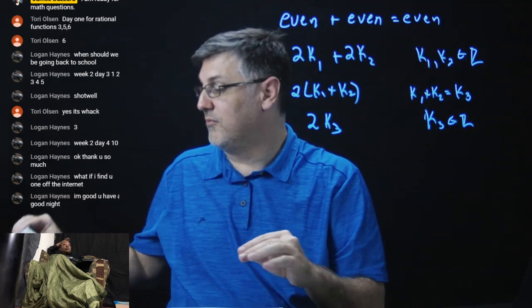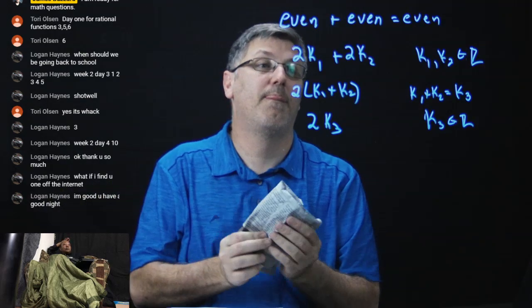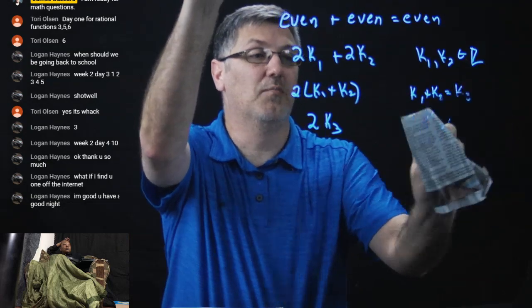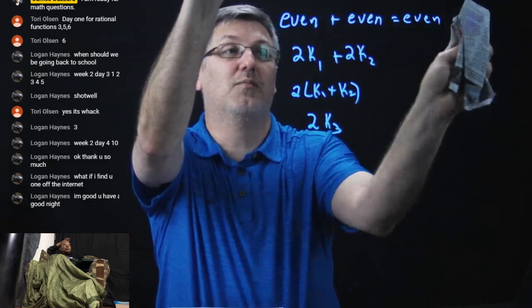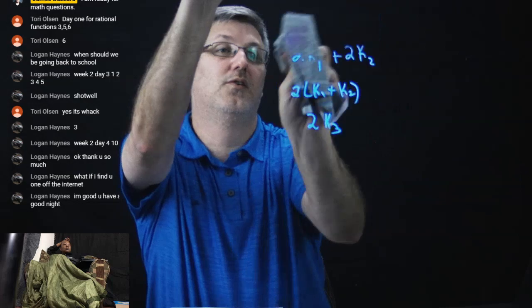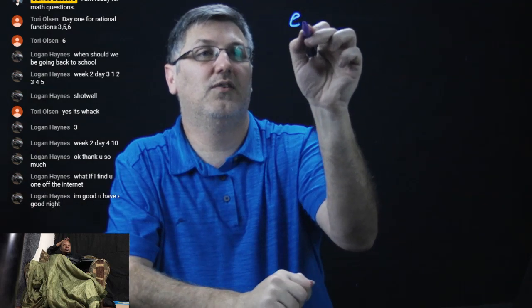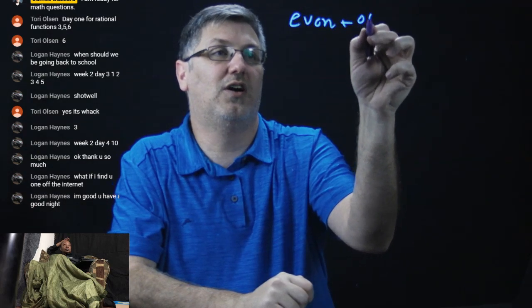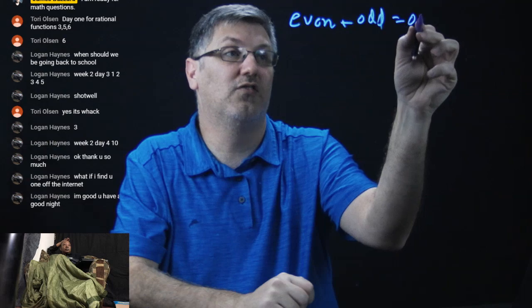So that's how you do the even plus the even, right? This is like early number theory. Now, an even plus an odd. So we do even plus an odd always gives an odd.